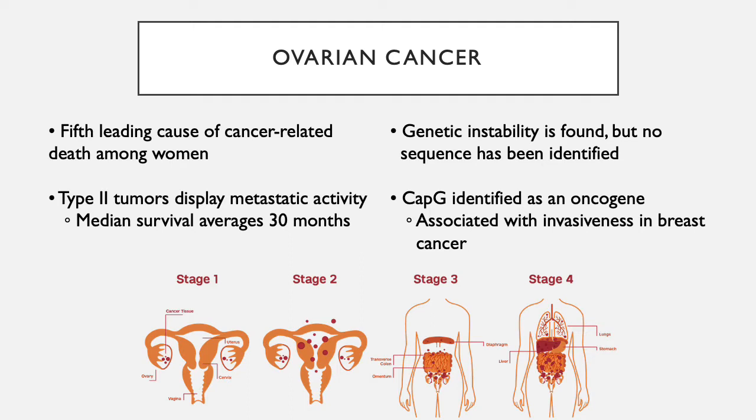Mutational analysis revealed that 50 to 80% of these tumors harbor various protein 53 mutations, and while they show genetic instability, certain sequences causing these tumors have not yet been identified. To better study how these tumors migrate and invade into other parts of the body, researchers studied CapG. CapG is recognized as an oncogene and is associated with invasiveness in breast cancer.